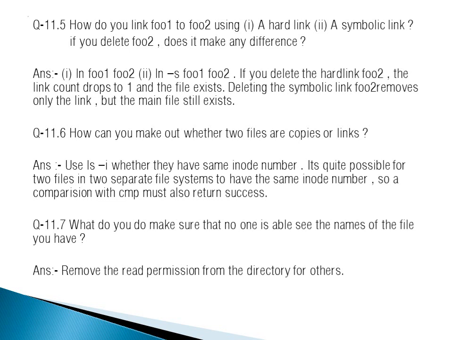The next question is how can you make out whether two files are copies or links. It's simple, we have to use the ls -i option to see whether they have the same inode number. It's quite possible for files on separate file systems to have the same inode number, so a comparison with cmp must also return success.